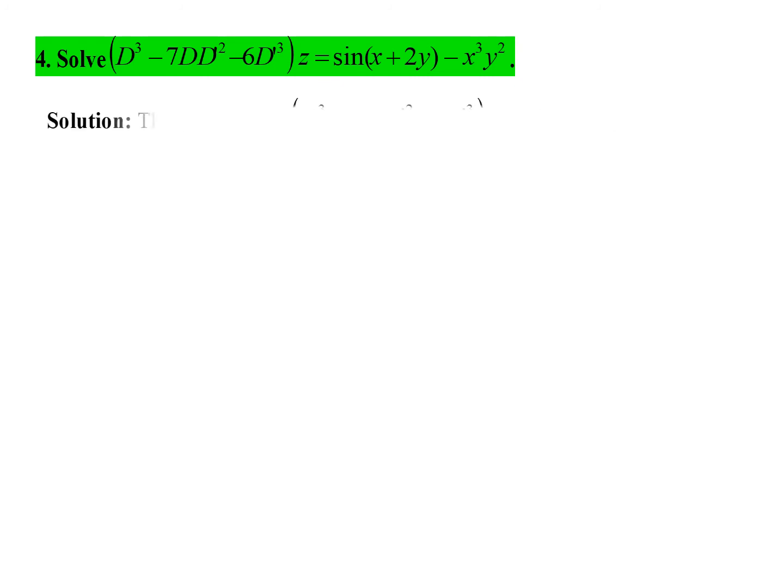Now let us see another problem. Take this one. As usual, first let us complete the complementary function quickly.